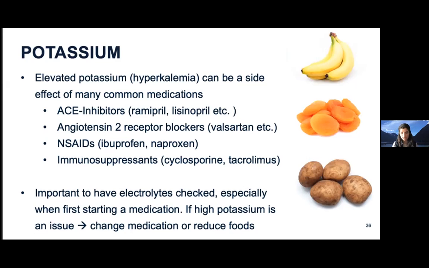Again, it's not likely to happen from eating one banana or one apricot, but especially if you're on multiple medications that potentially elevate potassium, such as the hypertension medications listed here, or anti-inflammatories or immunosuppressants, it's important that your electrolytes be checked to ensure that they're not too high. If they are, they'll typically recommend avoiding certain high potassium foods such as bananas, dried fruit like apricots, beans and lentils, potatoes, things like that.